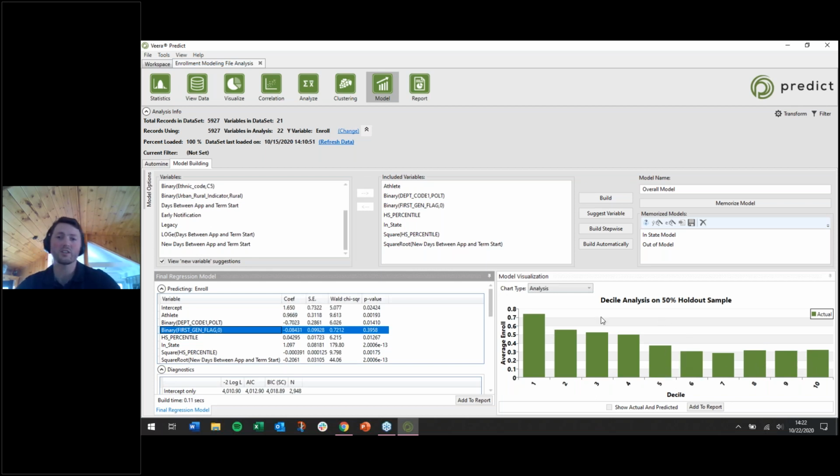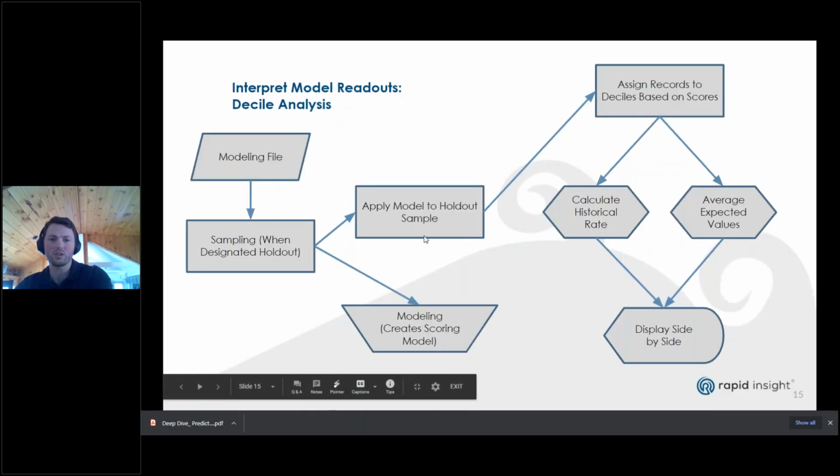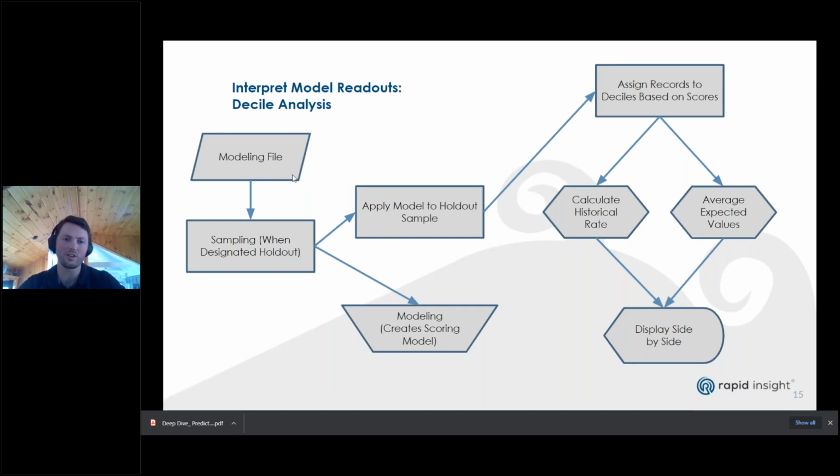The decile analysis is a visual indicator of how the model's doing. When you're looking at this, what you're hoping to see is that the first decile has the highest rate or the highest score. And there are other ways to explore exactly how that decile analysis is built. I'll just pop over here to show you that we've created this nice flow chart that explains it all.